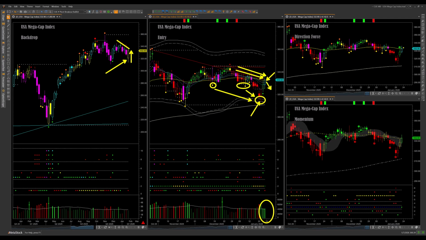Notice also that it recovered right to the yellow direction line and also the 50-day moving average. If it falls down from here, that will be giving a pullback short setup. That will be a time I'd rather like to short than trying to buy now.